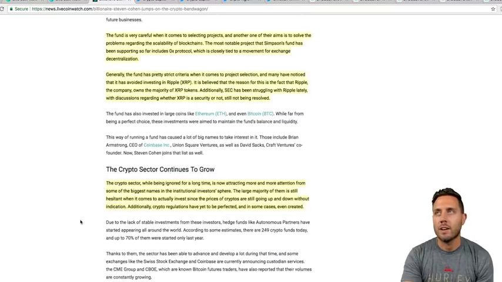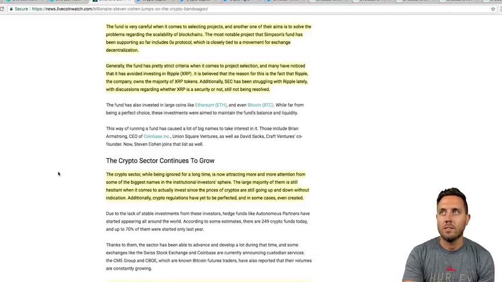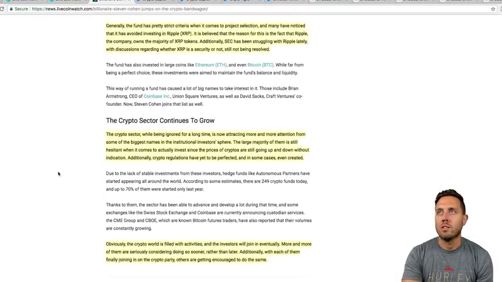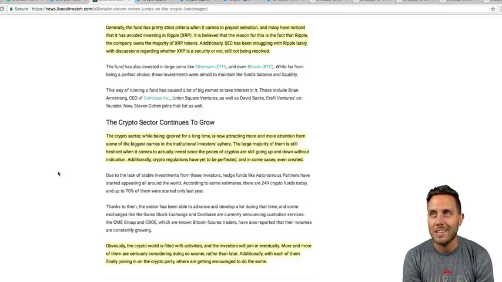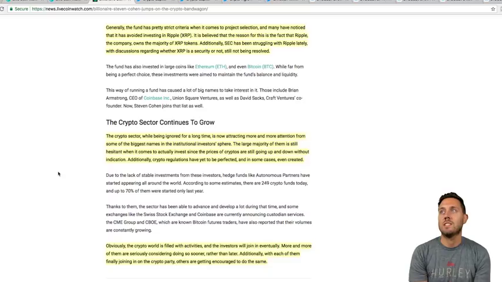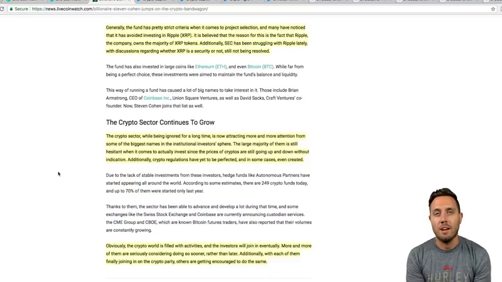So the fund is very careful, and it talks about it recently invested in 0x protocol. Generally, the fund has pretty strict criteria when it comes to project selection. I highlighted this paragraph because I found it interesting. If you're a Ripple fan, I'm sorry, but many have noticed that it has avoided investing in Ripple. The fund has avoided investing in Ripple. It's believed that the reason for this is the fact that Ripple, the company, owns the majority of XRP tokens. Additionally, the SEC has been struggling with Ripple lately, with discussions regarding whether XRP is a security or not still not being resolved. So ouch to that if you're a Ripple fan.